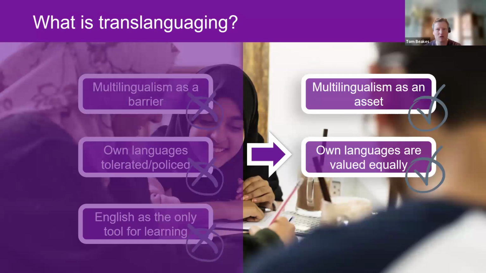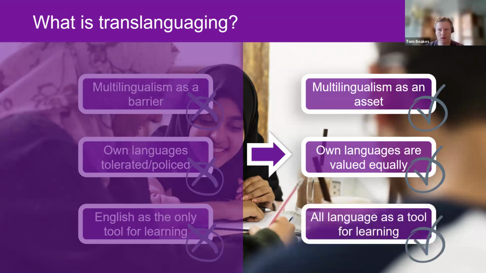So translanguaging means valuing them all the same, understanding that they're all of equal value, even if they're not always of equal status. And that means that we believe that all parts of a student's language repertoire can be harnessed for learning and effective communication. And also this idea that they're kind of fluid and they could be mixed together. And we'll talk a lot more about what that looks like or how to facilitate that as we go through the webinar.